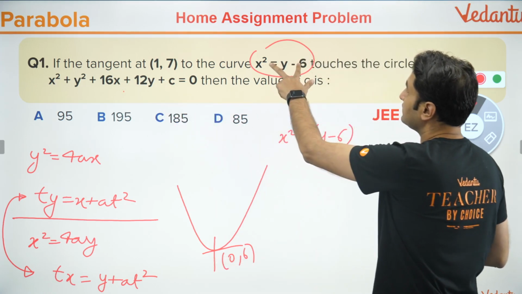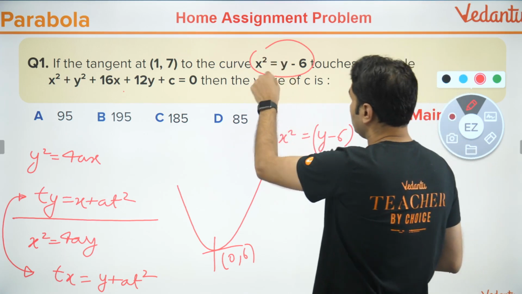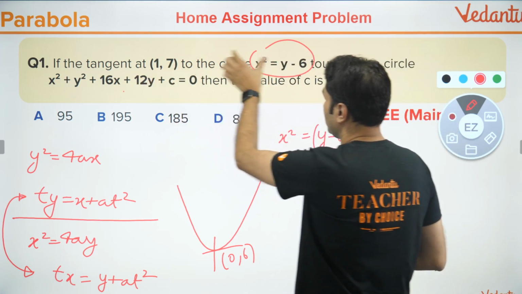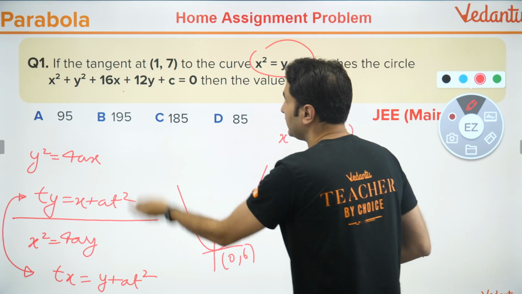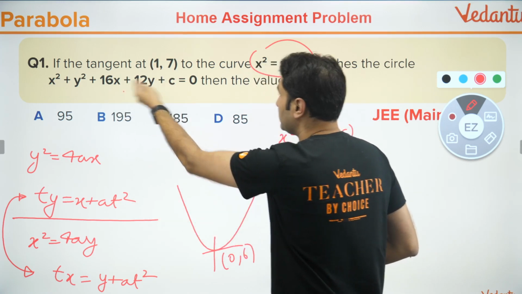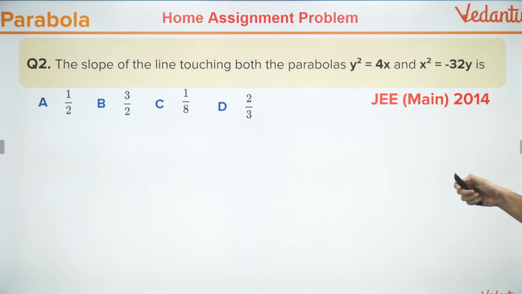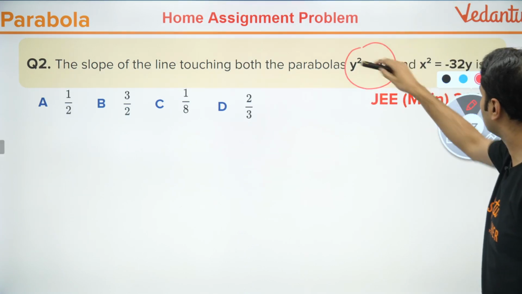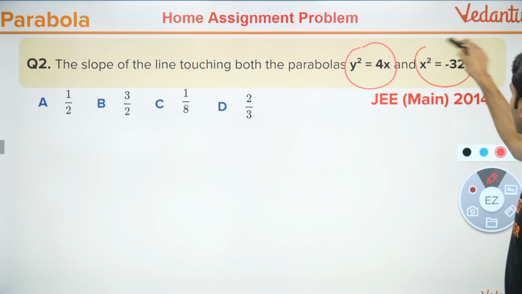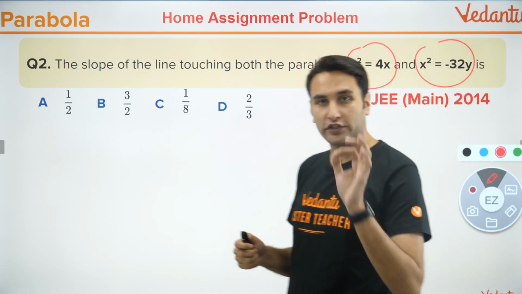So distance. आपको actually ये point तो पता ही है 1/7 पे. So you can actually find out the tangent directly. Make its distance from the center equal to radius. You will get the value of c. Solve it yourself, right? This is a very interesting problem. Two curves. I want you to solve it yourself.